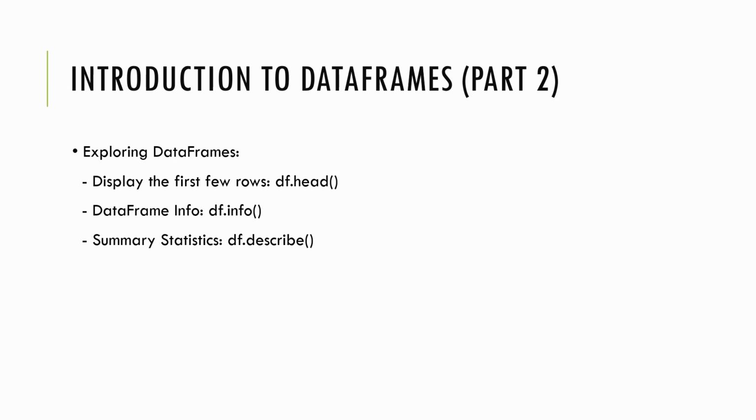Now let's take a look at how we can explore data frames. You can display the first few rows of a data frame using the head method. To get information about the data frame, including the data types and any missing values, use the info method. And for statistical summaries of the numerical columns, the describe function will give you insights into the data, such as the mean, standard deviation, and more.